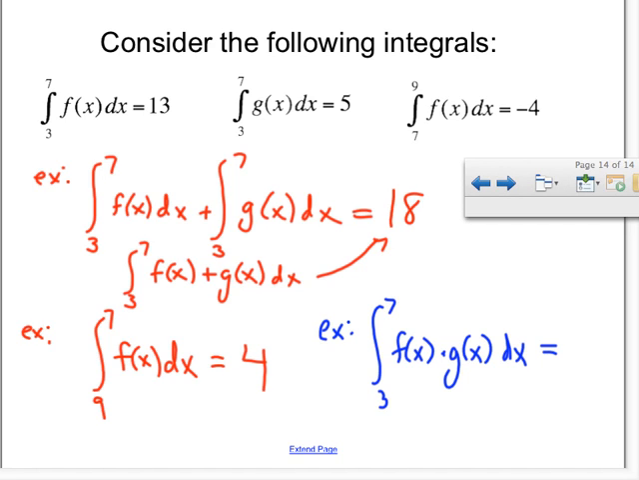Can someone tell me what that integral is equal to? Am I asking a trick question right now? Yes. The answer should be no. No one can tell me what that integral is equal to because, well, we don't know, quite frankly. If we knew what f of x and g of x were, maybe we could compute it. But as of right now, we're not given enough information. So this is a big no. You can't figure out what this is. At least not from what I had given.